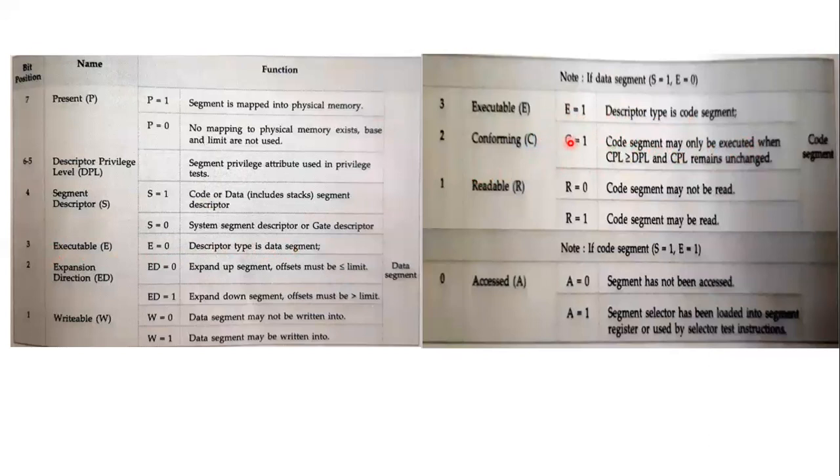But when can it be executed? When CPL is greater than or equal to DPL and CPL remains unchanged. These are nothing but privilege levels. D is the descriptor's privilege level, and C is associated with another type of privilege level. So the code segment may only be executed when CPL is greater than the DPL and CPL remains unchanged.